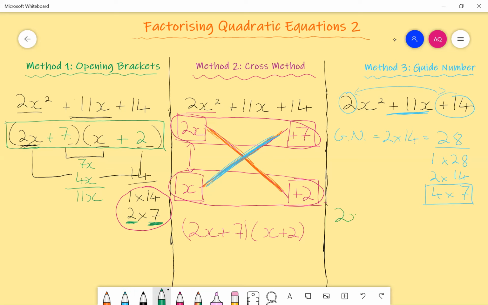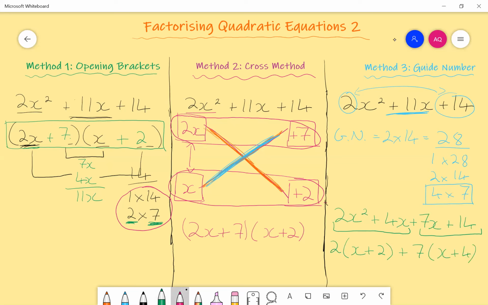So we need to write our first bit, 2x squared, split up our 11x into 4x plus 7x, and then we have our 14 at the end. Now we use grouping: take out 2x as a common factor of the first two terms, giving x plus 2, and take out 7 as a common factor of the second two terms.